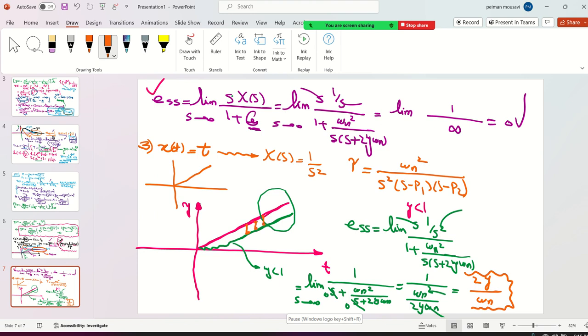Here we go, which is a function of damping ratio and natural frequency. So if I change my system to critically damped or overdamped, this never vanishes, because the input is the same, a ramp, and the system is the same. So now I'm going to plot it for you.